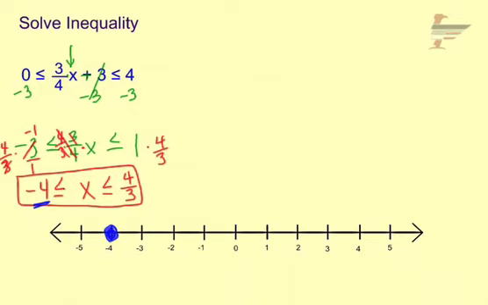Now what is 4/3? It's an improper fraction. If we were to rewrite that as a mixed number, it would be 1 1/3. So that might help us to remember that it's 1 1/3, and we can approximate where that is right here. And because x is between the negative 4 and the 4/3, our shading will be between here.